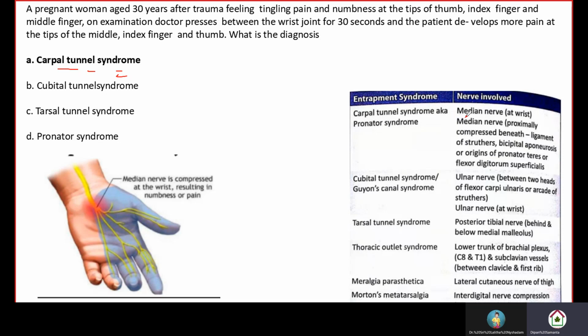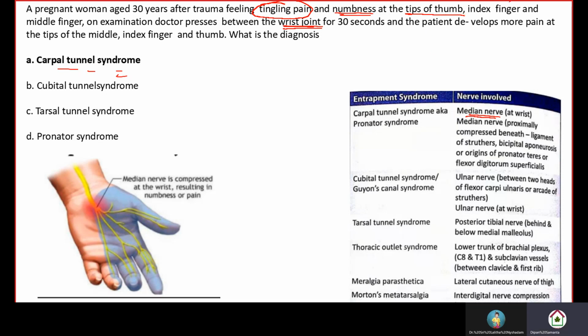First of all, the median nerve is involved. The median nerve is compressed proximally beneath the ligament and bicipital aponeurosis, or the origins of pronator teres or flexor digitorum superficialis. Another point is that on examination the wrist joint is pressed. So with carpal tunnel there will be tingling sensation, tingling pain, and numbness at the tips of the thumb, index and middle finger. That means it is coming from the median nerve.